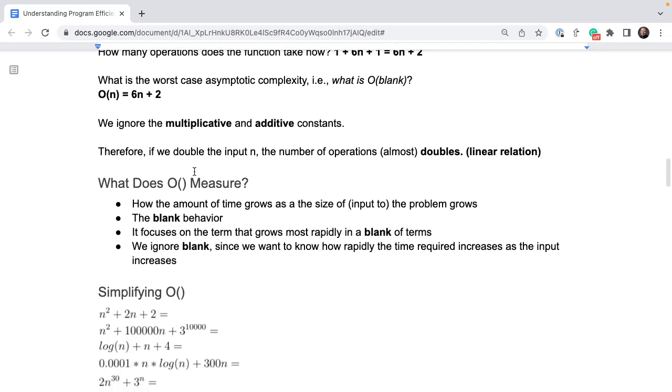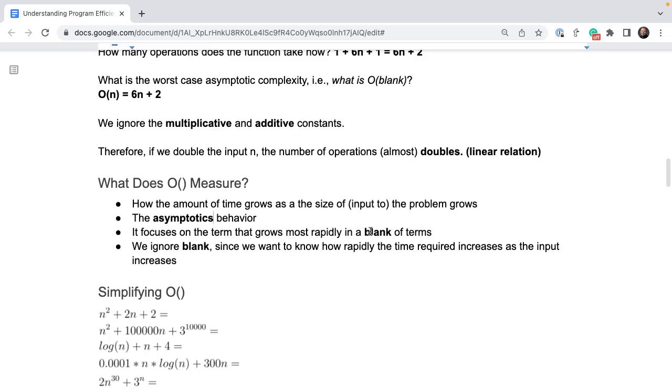So what does big O of n measure? Well, it measures how the amount of time grows as the size of the input or the size of the problem grows. Again, when I say input, you could also think about the size of the problem, like if you're talking about a list or something. It measures the asymptotic behavior. Again, a lot of this is repeats from before, just to emphasize certain points.